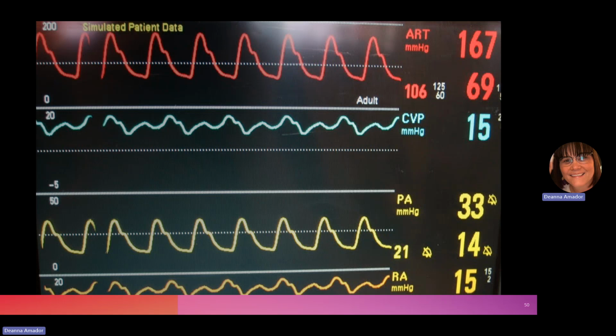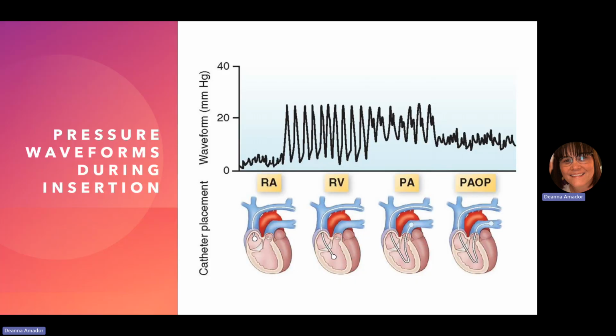It'll give me PA numbers, CVP. Here it says right atrial, but a lot of times you have it connected to a continuous cardiac output machine where it'll tell me a continuous cardiac output. So if I had somebody with cardiogenic shock, and had a Swan in them or a pulmonary artery line, then I could see that their CO, or their cardiac output, is low.